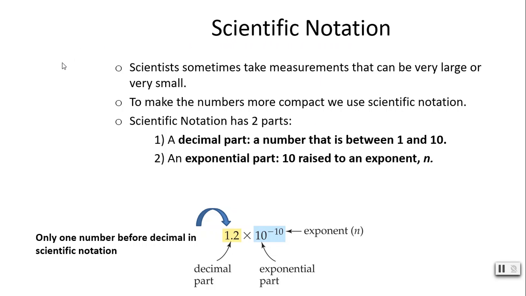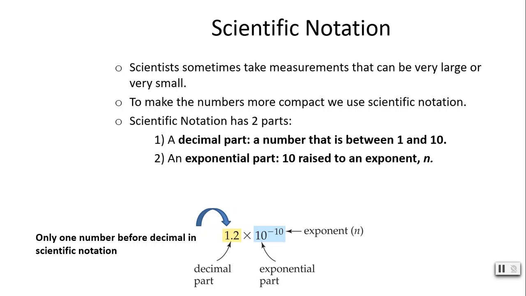So many times, scientists have to make measurements that are really big. For example, if you are a physicist or a cosmologist and you're studying the size of the universe. Chemists usually make measurements that are very small, like the radius of an atom or the size of a virus. So measurements can be really big or really small, depending upon what you're studying.